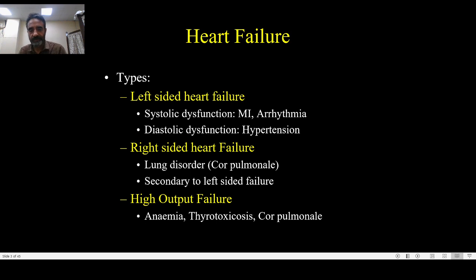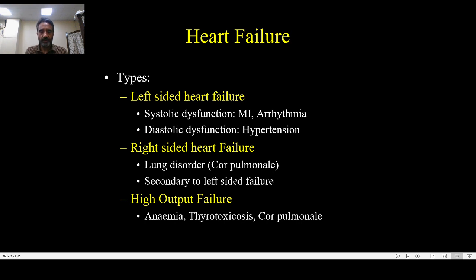Various types of heart failure are the low output heart failure, which could be of two types. One is the left sided heart failure, the other is right sided heart failure. And then there could be high output failure, which could be secondary to other comorbidities like anemia, like thyrotoxicosis, like cor pulmonale, which is the heart failure due to lung disease.